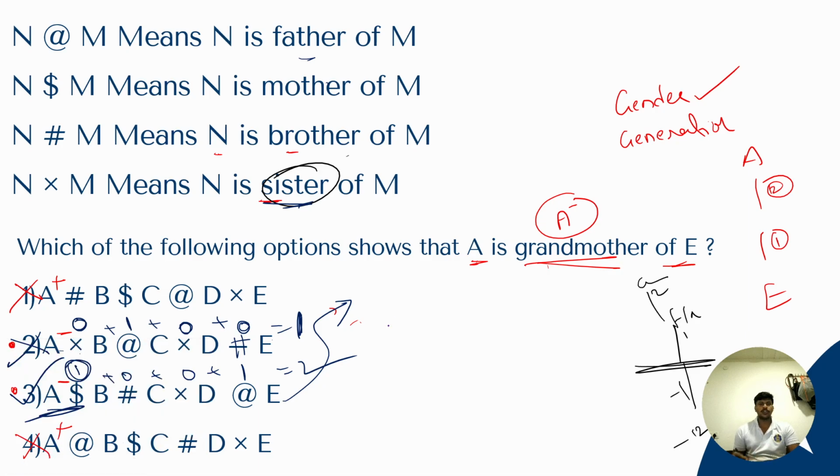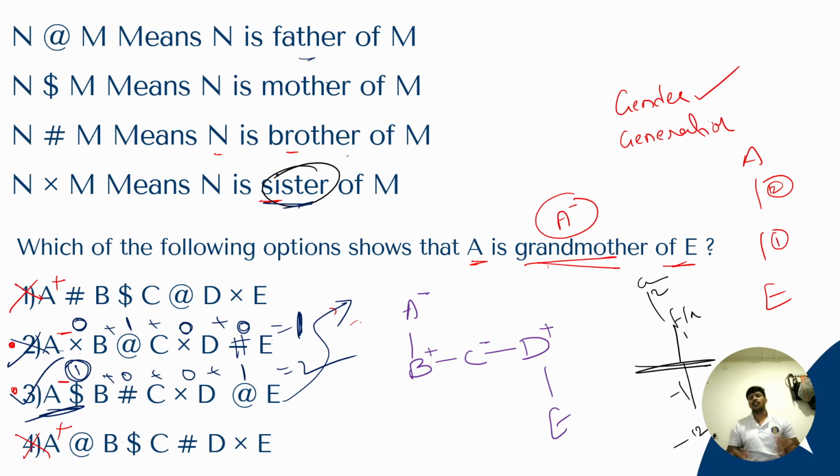So first A $ B. So A is mother of B. B # C. B is brother of C. Done. Next C ∗ D. C is sister of D. Okay. Next D @ E means D is father of E. See here, you got the grandmother or not?